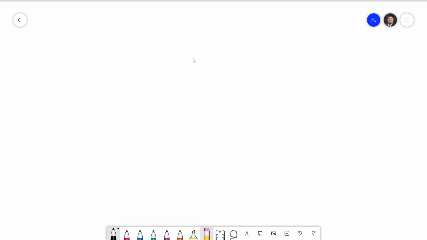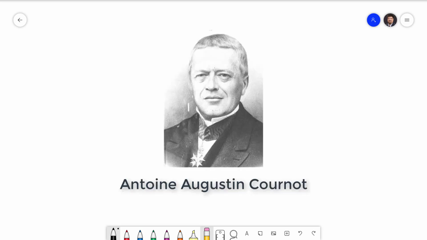The Cournot model was developed in the 1830s by the French mathematician Antoine-Augustin Cournot. This was a time over 100 years before von Neumann and Morgenstern came up with the concept of game theory. But nonetheless, Cournot was doing game theory, he just didn't have the vocabulary for it yet.